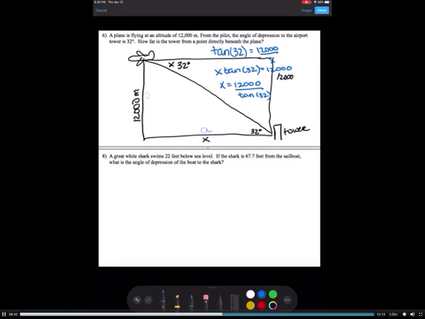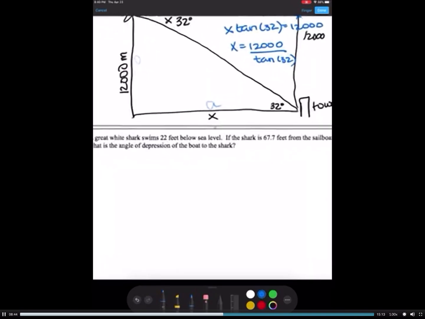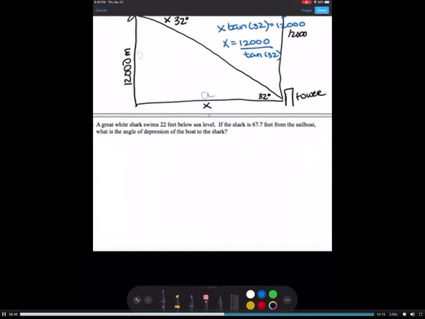To save time on the video, I'm gonna move to the next one and have you draw a picture for a great white shark swimming 22 feet below sea level, and he's 67.7 feet from a sailboat, and we want to know the angle of depression from the boat to the shark. So draw that picture. Pause the video for just a second. Draw that picture, and then I'm going to draw the picture, and you'll be able to compare. So pause the video now.